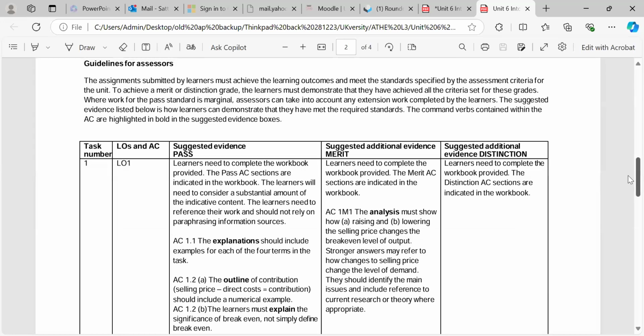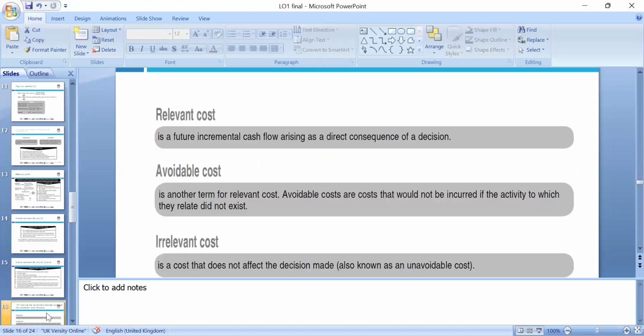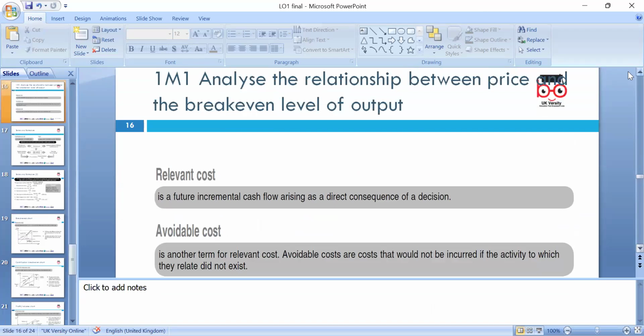In my slides, I included some links for you at the end, so you can read more material if you want. Next, we look at 1.2 now. 1.1 was about cost behavior. In 1.2 we discuss contribution, and in 1.1M, which is a merit criteria, we look at the relationship between price and the break even, which we will calculate in a minute.